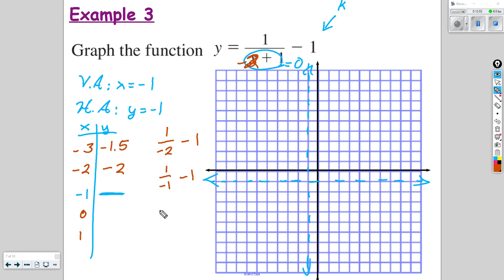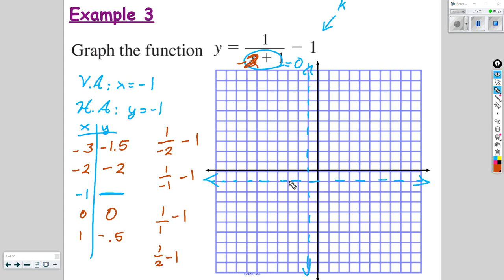All right, then let's plug in 0. So we would have 1/1 minus 1, which would just be 0. And then if we plug in 1, we'd have 1/2 minus 1. So -0.5. All right, let's plot these values.